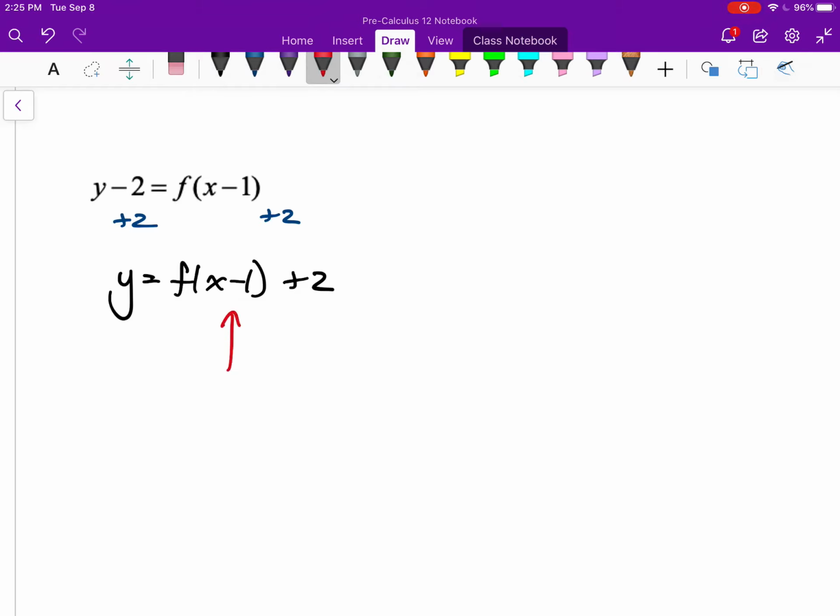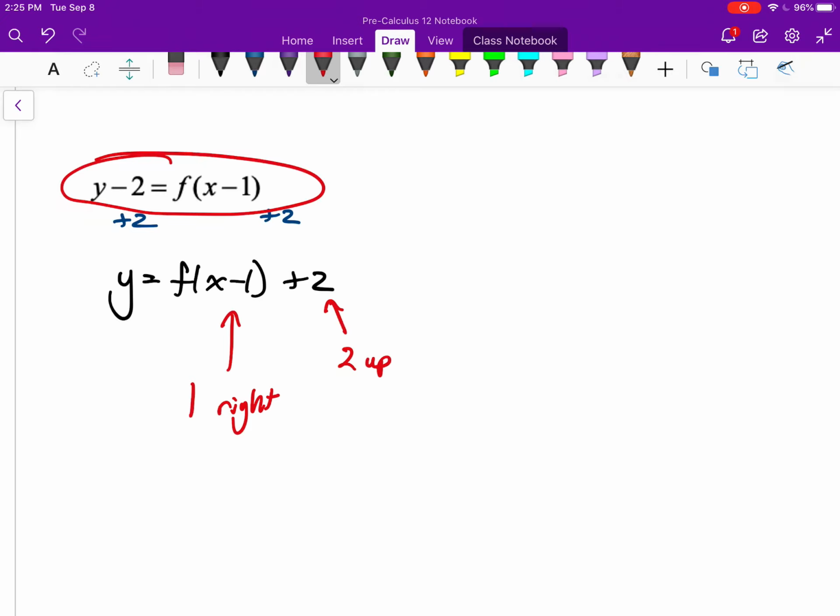This minus 1 right here represents 1 to the right. And this plus 2 represents 2 up. Again, the form I have up here is not inherently wrong, but it's easy to misread if you don't put it into this sort of more familiar form, if you don't add 2 to both sides, or in this case, solve for y.